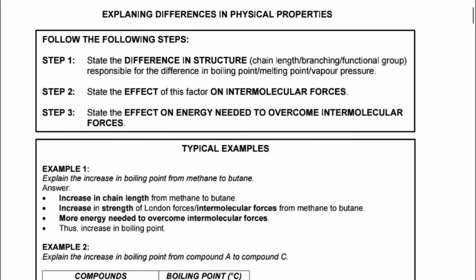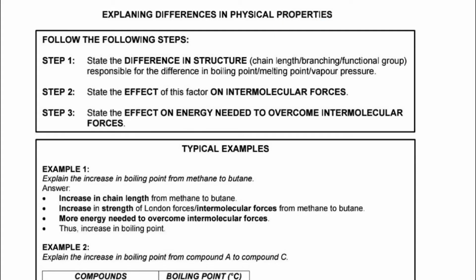Okay, guys, now let's look at the most important part of this question 4 of organic chemistry, on how we explain the difference in physical properties. We know our physical properties are the boiling point, melting point, and vapor pressure. How do we explain the difference in organic compounds?